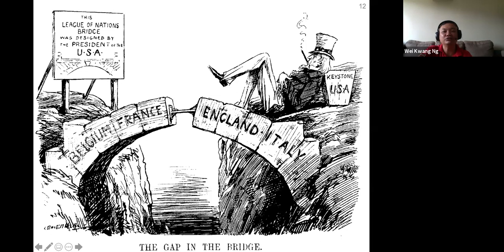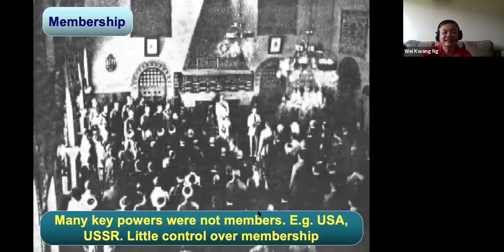So that tells you one problem of the League, and this is going to be the biggest irony. First of all, in the League of Nations, there are many powers who are not members, and one of them is USA. USA is not a member of the League of Nations. So that's one problem. They also don't have countries like Germany and USSR.